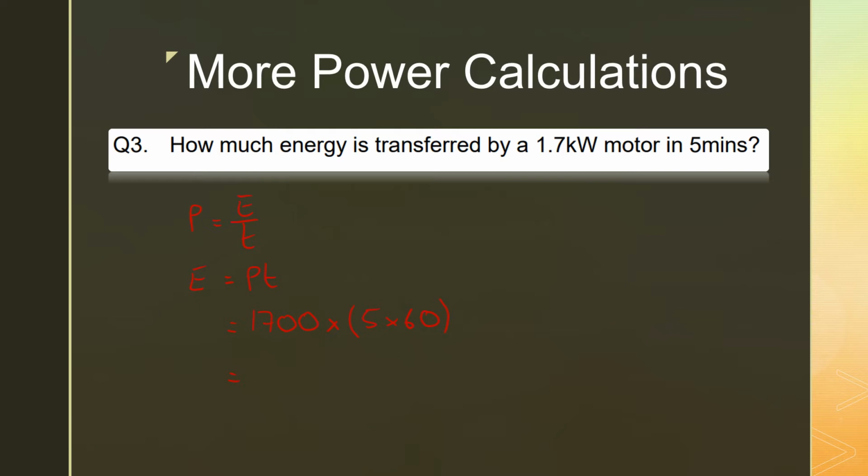Again, I'm going to reach for my calculator and do 1,700 times 5 times 60. And that gives me an answer of 510,000. That's 510,000 joules. That could be written as 510 kilojoules, but I would just leave it as the 510,000 joules. Avoid any unnecessary errors.